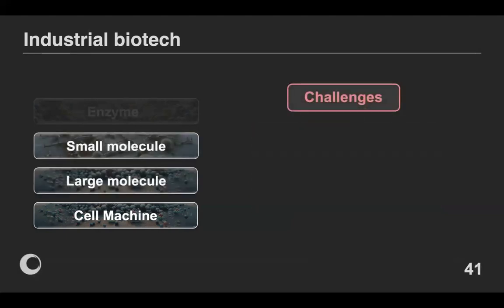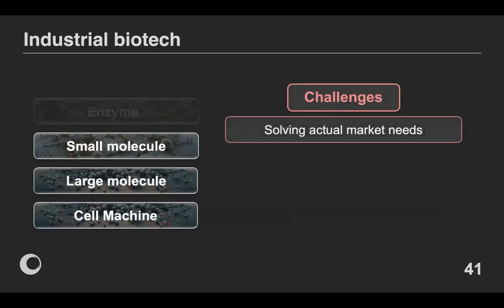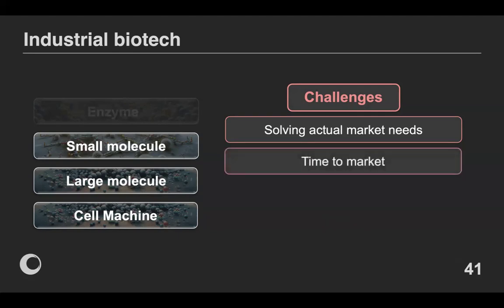Some of the challenges with many of these pathway applications: one is solving actual market needs. Right now we're synthesizing products that are already available in the market, so making sure we use these systems to make products that the market actually wants and needs is a huge challenge. The second is time to market, because we're competing against more traditional processes that are much faster at making end products. It takes a lot more time to engineer microbes to make these products, so we need to find a way to reduce the time to market.